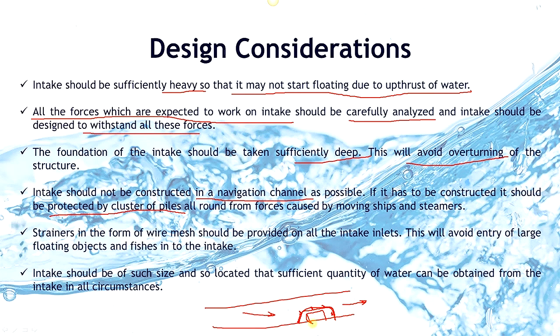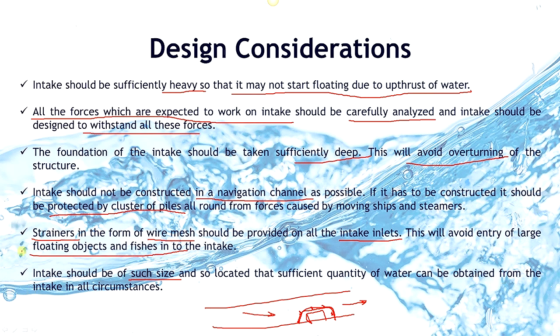Next, strainers have to be provided. Screens have to be provided in the form of wire mesh over all the intake inlets to prevent the entry of large floating matter and fishes and other aquatic living or non-living things. The intake should be of such size and so located that a sufficient quantity of water can be obtained from the intake in all circumstances.